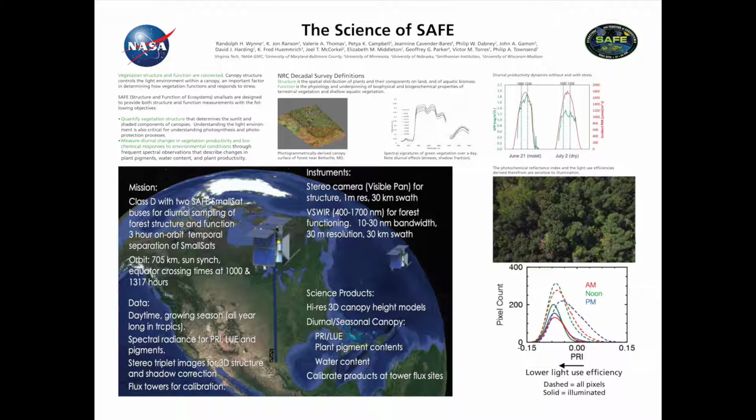Our team at Virginia Tech, Goddard Space Flight Center, and General Atomics is really excited to tell you about our proposed SAFE mission, Structure and Function of Ecosystems. The goal of the mission is to assess forest health and productivity at the management scale, where management scale is defined as the scale at which humans are making decisions about forest ecosystems. Fundamentally, forest productivity is the amount of carbon stored per unit of time in a forest.